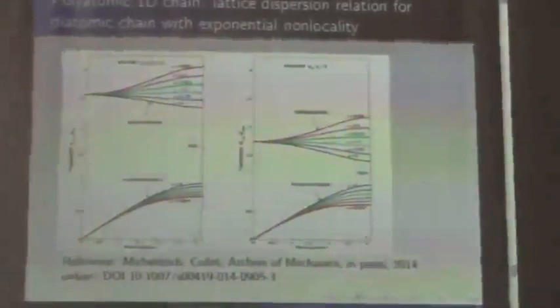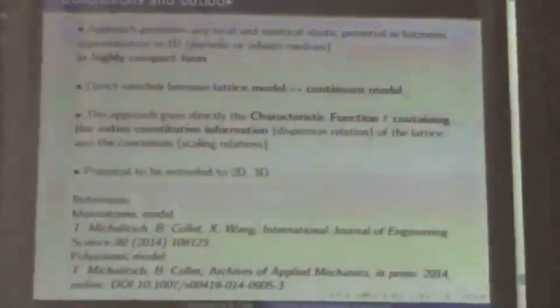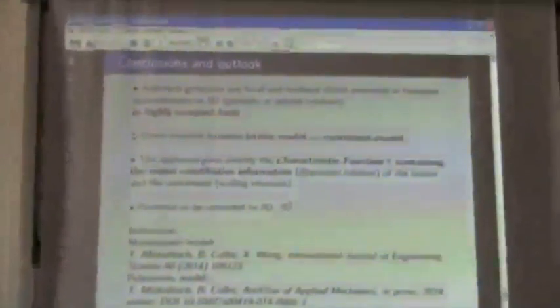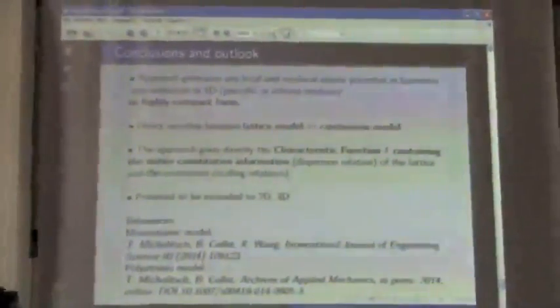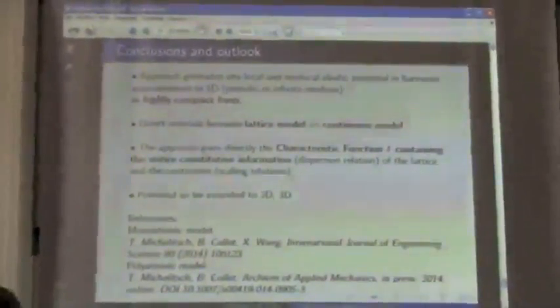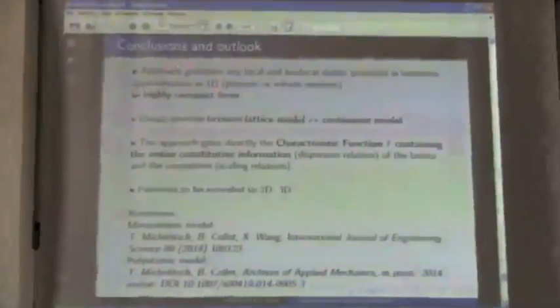This is maybe all I wanted to say, almost. So to summarize, Applied Mechanics. Did I? Oh, sorry, yes, Archives of Mechanics. Sorry, this is true, I will correct it.